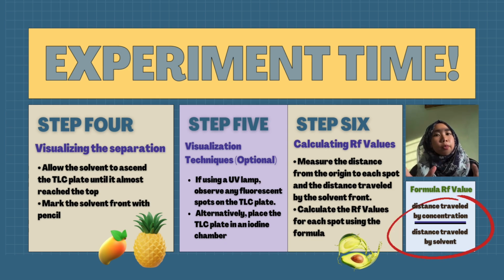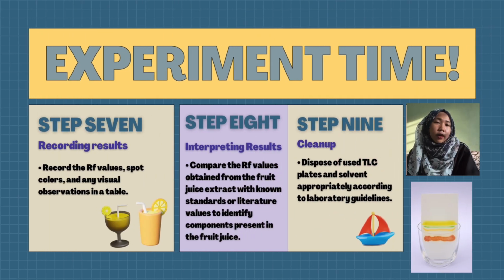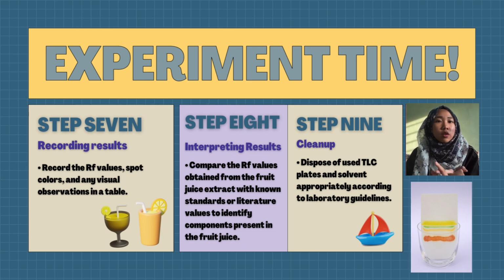Step 6. Calculating the RF values. Measure the distance from the origin to each spot, the distance traveled by the compound and the distance traveled by the solvent front, and calculate the RF value, retention factor, for each spot using the formula. Step 7. Recording results. Record the RF values, spot colors, and any visual observations in a table. Step 8. Interpreting results. Compare the RF values obtained from the fruit juice extract with the known standards or literature values to identify the components present in the fruit juice.